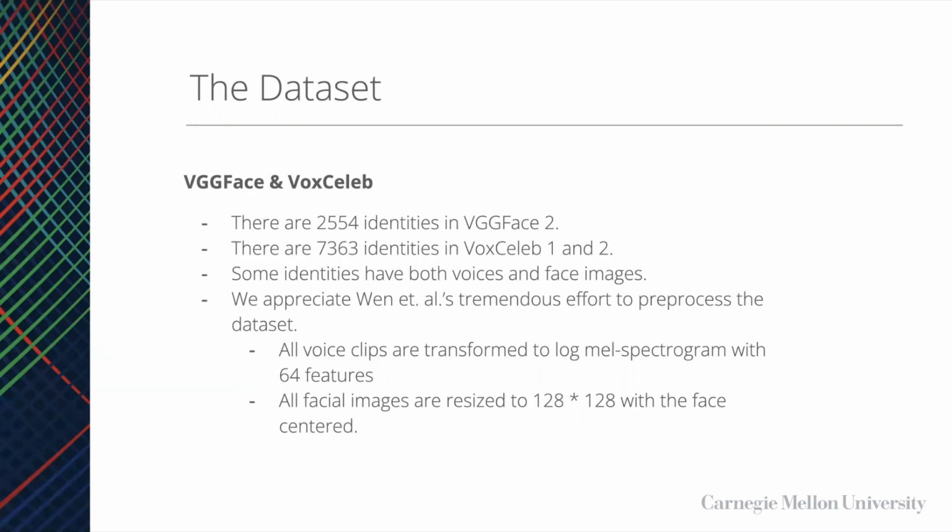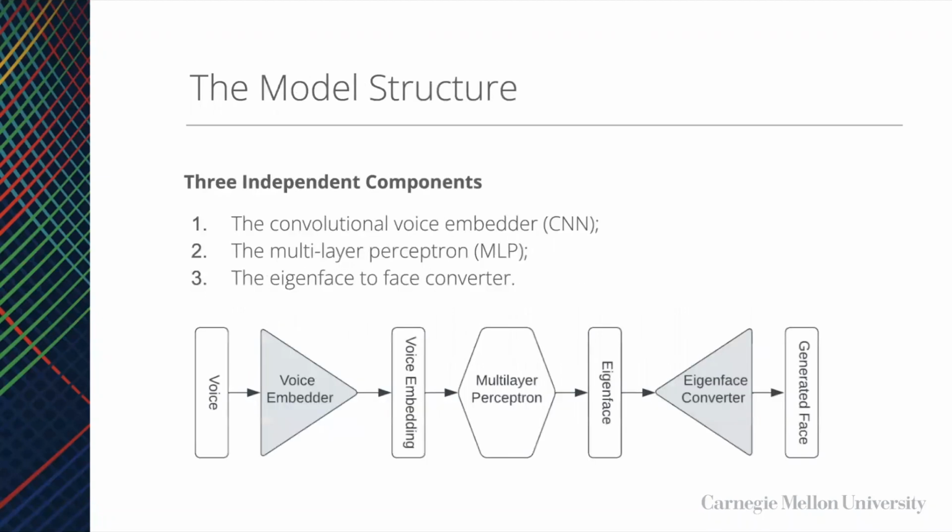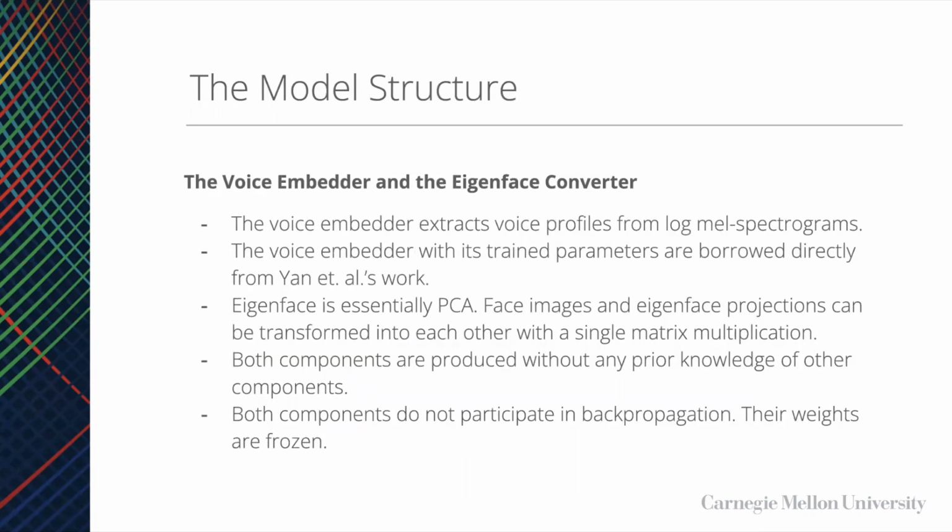For our model structure, there are three components. The first is a voice embedder. The second is a multilayer perceptron. And the third is an eigenface-to-face converter. For the voice embedder, its goal is to extract voice profiles from log mel spectrograms. And the eigenface converter is responsible for converting the eigenface into facial images.